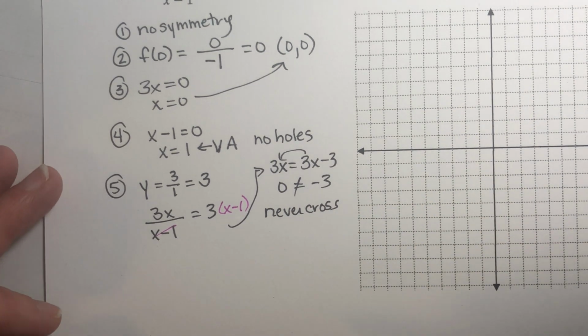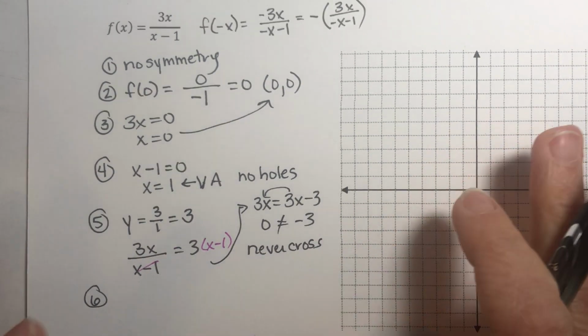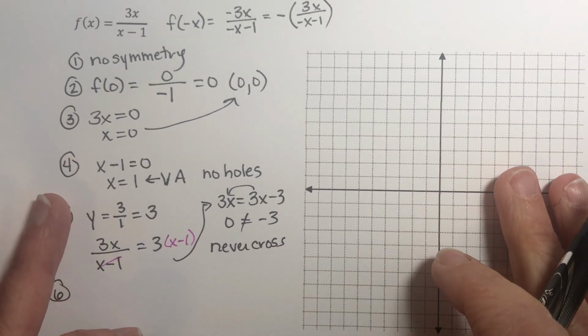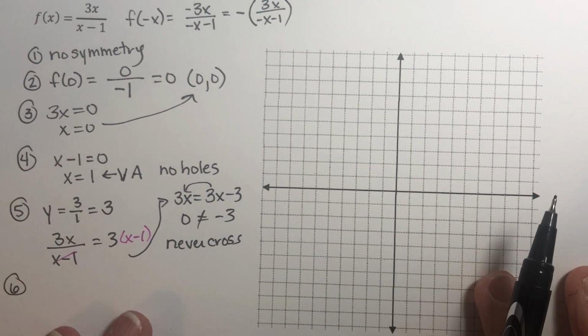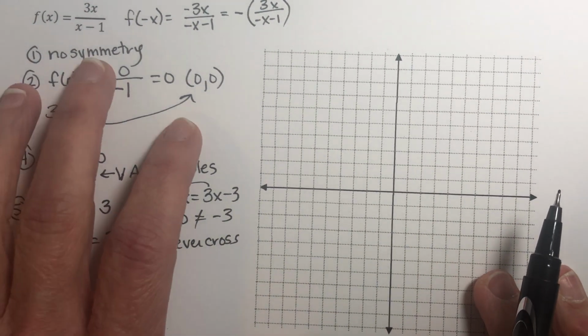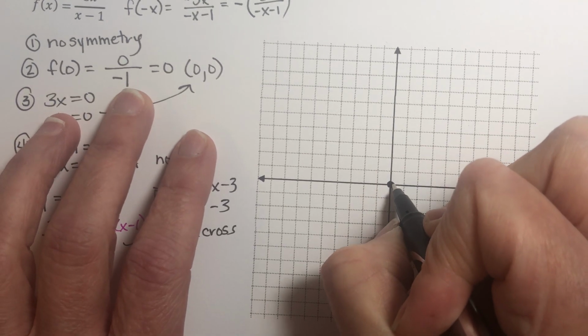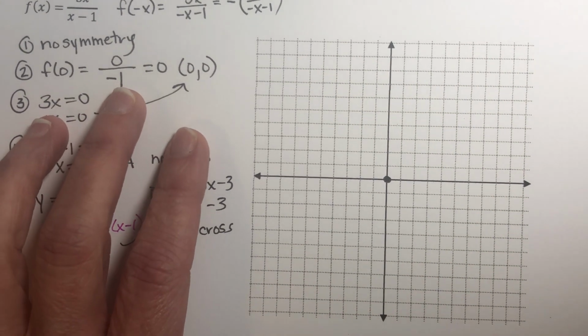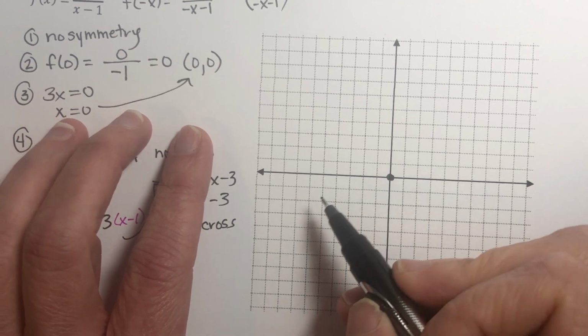Okay. All right, now step 6 is to find the extra points, and 7 is actually to do the graph. So I'm going to start putting this information on here, and then that will help me figure out where I still need to plug in numbers. So what do I have? I know I don't have symmetry. I know I have this point right here. It's my y-intercept and my only x-intercept.